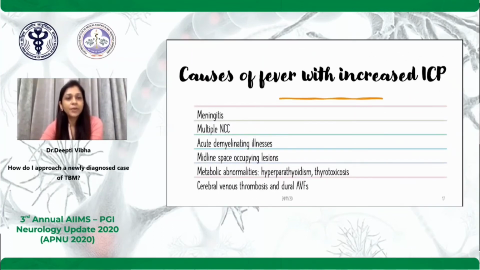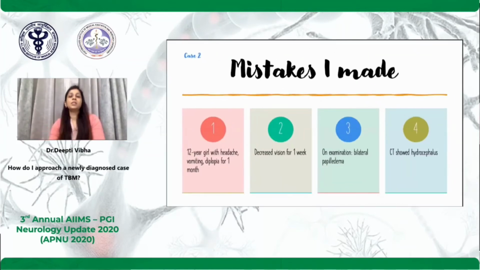And because my target audience is the DM students, the causes of fever with raised ICP could essentially be anything from meningitis, multiple neurocysticercosis, acute demyelinating diseases, midline space occupying lesions, hyperparathyroidism, thyrotoxicosis, CVT, and dural AVFs. They can all present with raised ICP with the false localizing signs.